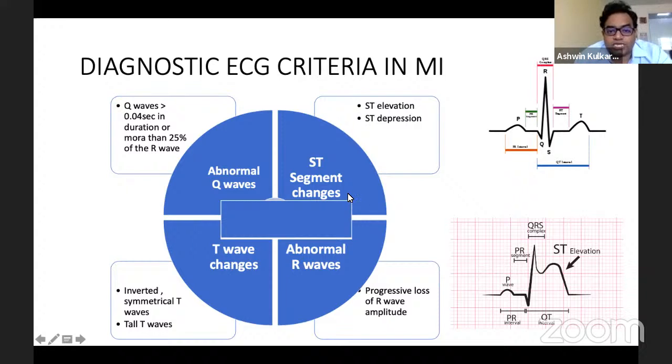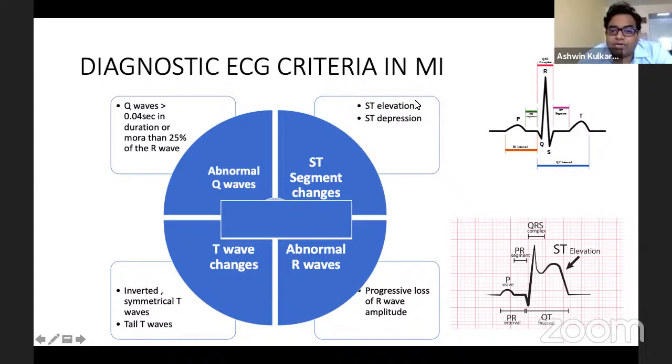breathlessness, it could be epigastric pain, it could be chest pain radiating to the left shoulder, jaw pain, any of such anginal equivalents, we have to look at these four parts of the ECG. The first and most important part is the ST segment. As you all know, the ST segment is the segment from the end of the QRS complex to the start of the T wave.